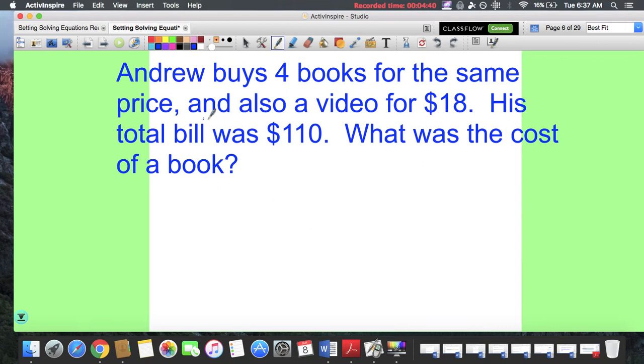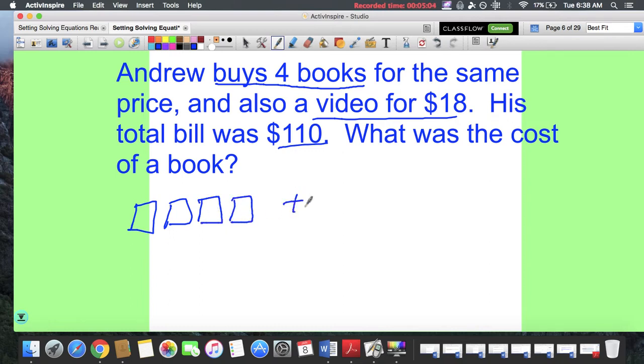Andrew buys 4 books for the same price and also a video for $18. His total bill was $110. What was the cost of one book? So what happened here? He buys 4 books, all for the same price, and he bought a video for $18, and his bill was $110. So let me represent. Here's one book, 2 books, 3 books, 4 books. Plus he bought a video, and all this total at the cash register when he went to pay was $110.